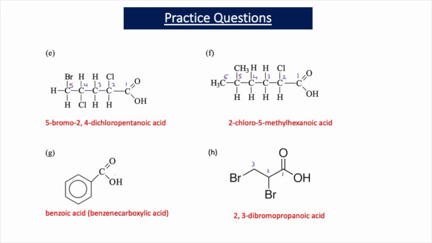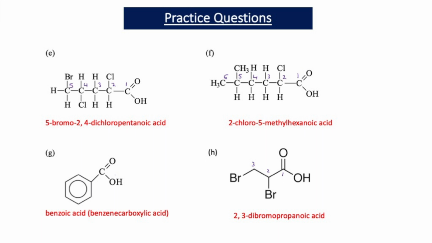So compound E has 5 carbons in the longest chain, so it's going to be pentanoic acid. And if we number the chain so that the C double bond O is carbon 1, we have a bromine on carbon 5, and we have 2 chlorines on carbons 2 and 4. So this compound is called 5-bromo-2,4-dichloro-pentanoic acid.